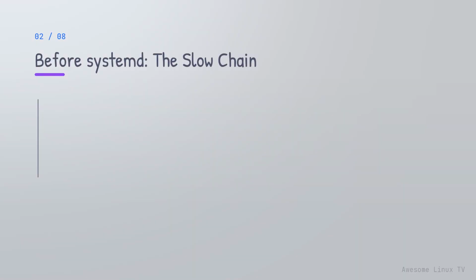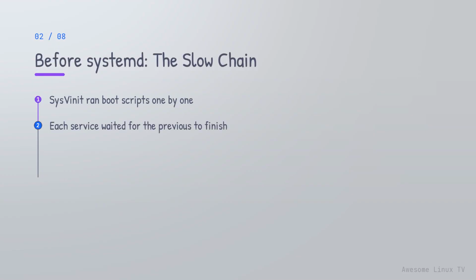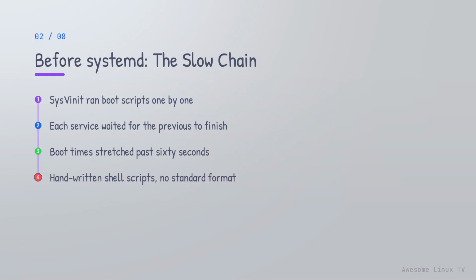For about 2 decades, Linux used something called sysvinit. It ran a long chain of shell scripts in a fixed order. Each script had to finish before the next one even started. A slow network check or a hung service could hold up everything behind it, and every script was handwritten, so quality varied wildly. Debugging was painful.